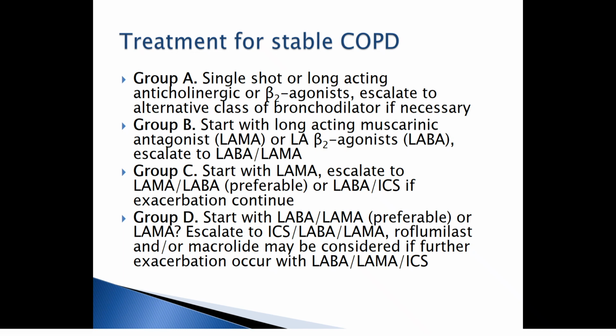That's why you shouldn't increase it so much. Start with a long-acting muscarinic antagonist, LAMA, or a long-acting beta-2 agonist, LABA. Escalate to combine LABA and LAMA. In group A, a short-acting single medicine can be used. In group B, always long-acting, because symptoms are all the time and you have to treat the patient all the time.